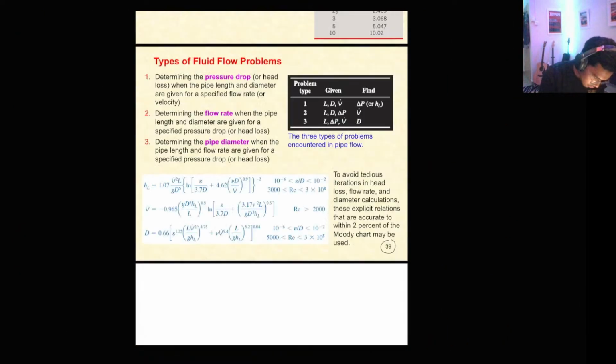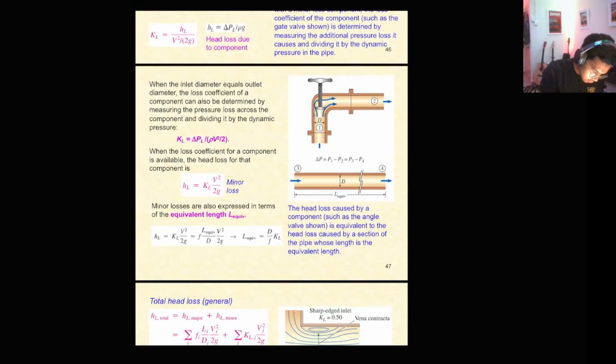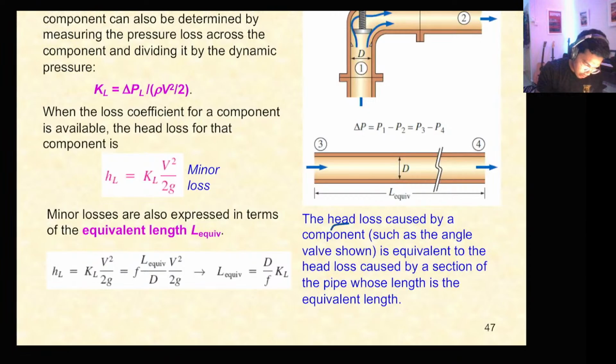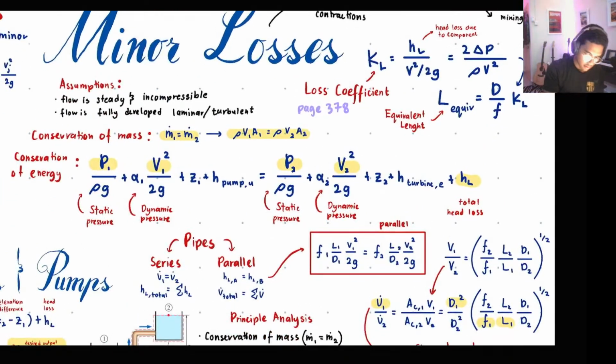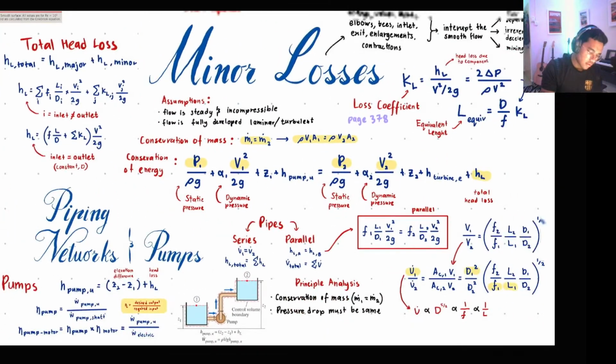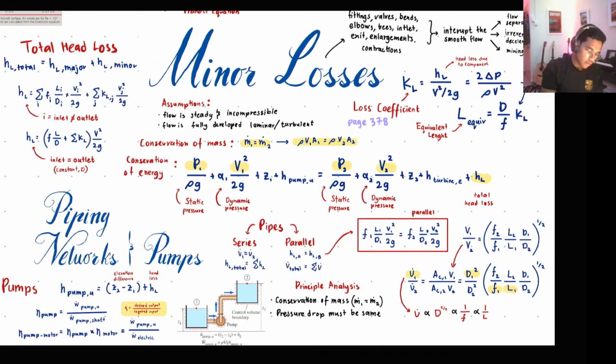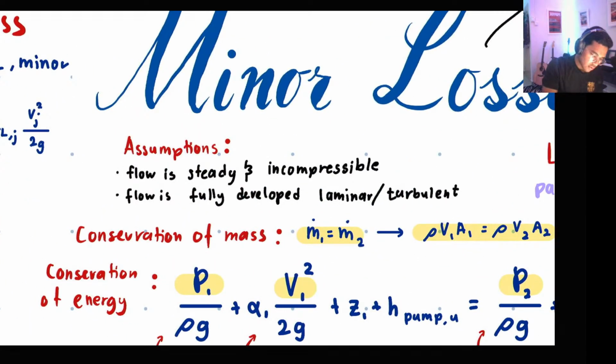Minor losses: the head loss caused by a component. So this is the equivalent length, equivalent to the pressure loss due to the component. Okay, that is simple. Right now we go to the assumptions. Flow is steady and incompressible. Flow is fully developed, either laminar or turbulent.